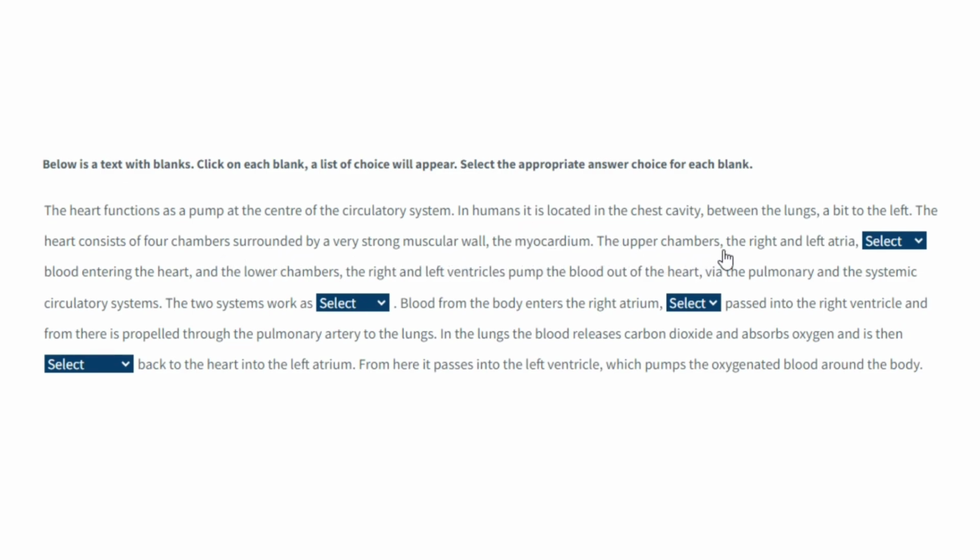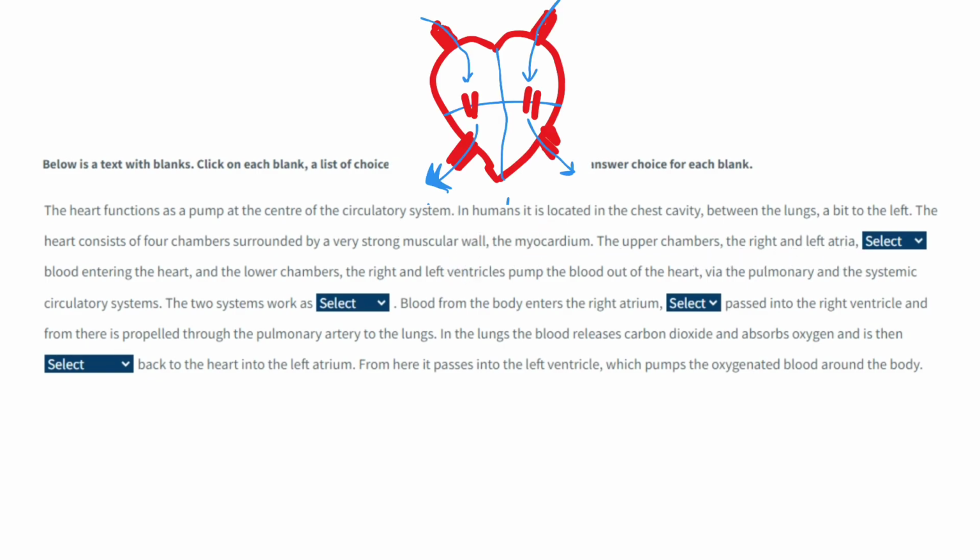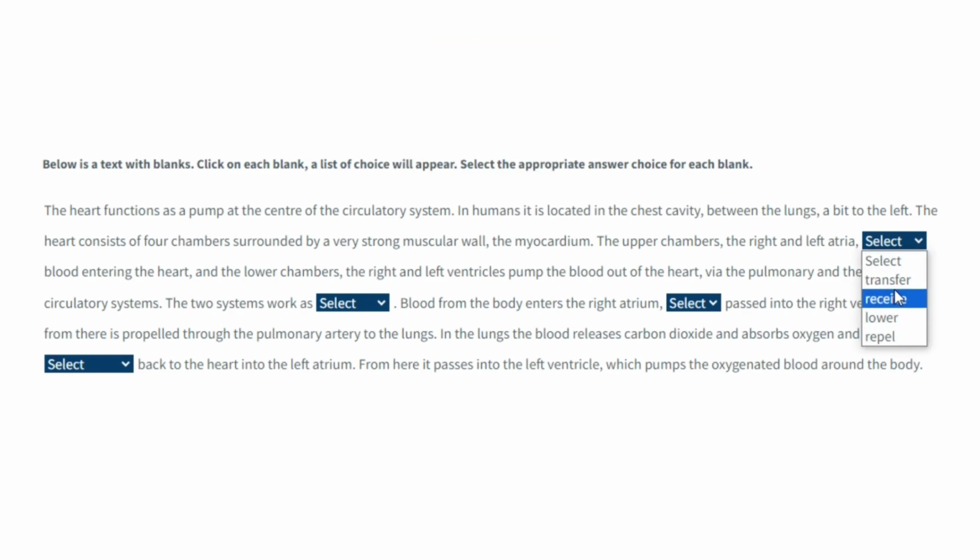The upper chambers, the right and the left. Suppose this is a heart and these are the 2 upper chambers. One is the right atrium and another one is the left atrium. Okay, the options are transfer, receive, lower, repel.